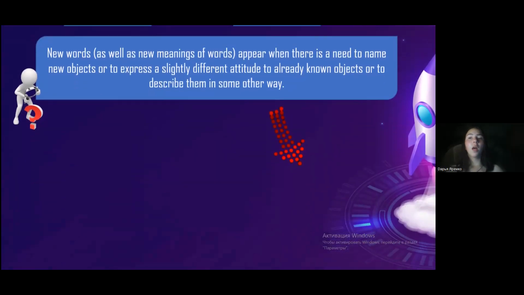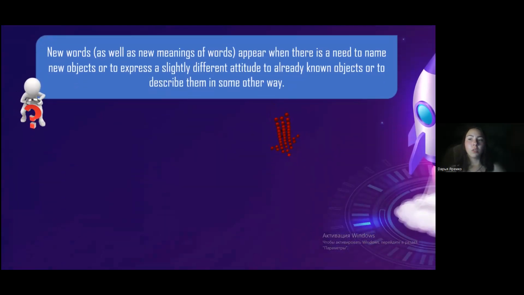Next slide, please. New words as well as new meanings of words appear when there is a need to name new objects or to express a slightly different attitude to already known objects or to describe them in some other way. New words are created from existing elements of language, word bases, and word-forming affixes, according to existing models. Continuous replenishment of the lexical system of language with new words is carried out in different ways. Enriching the vocabulary of modern English is through word formation, changing the meaning of the word, and borrowing.